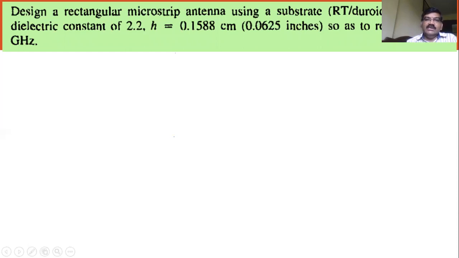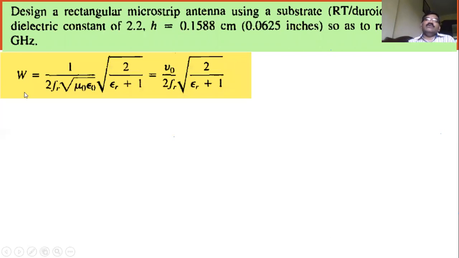So how to design? Very first, as we have done the design procedure, we will go one by one. What is the first step? The first step, we have to find out the W. The W formula is 1 upon 2 FR. You put the value of the frequency, that is 10 gigahertz, and this mu 0 epsilon 0, put the value, that is 2 upon epsilon R plus 1, where epsilon R is 2.2. So this way it is simplified, that is V upon 2 times the frequency of resonance.